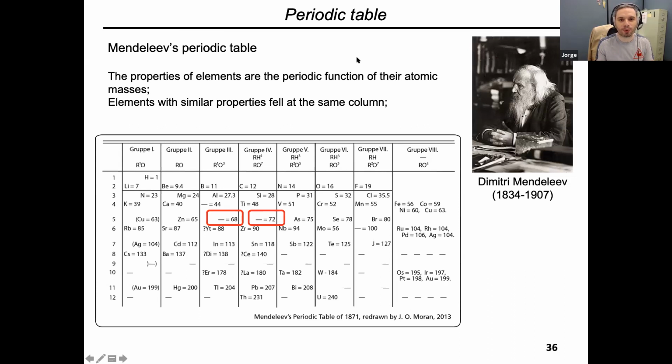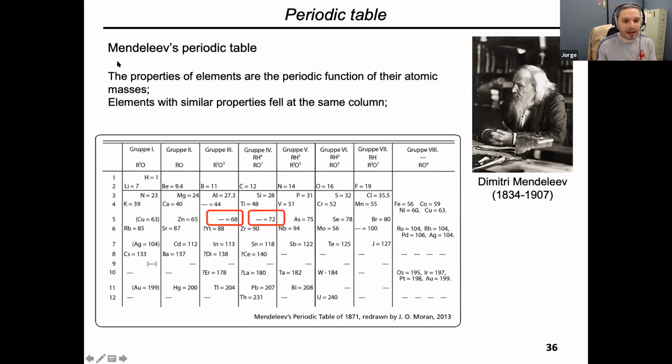Okay, starting with the periodic table. A lot of people tried to organize all the elements that were known in a table. And this table would show everybody the elements and the similarities between different elements. However, the first successful story of organizing elements in a table that made sense was reported by Dmitry Mendeleev.